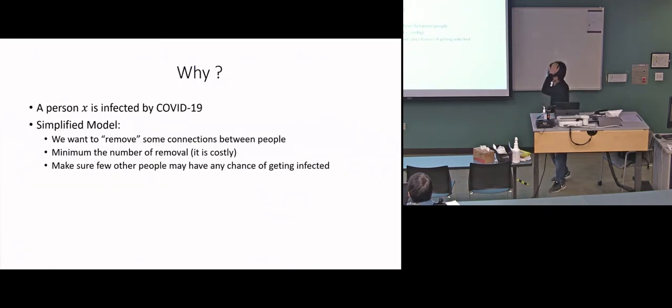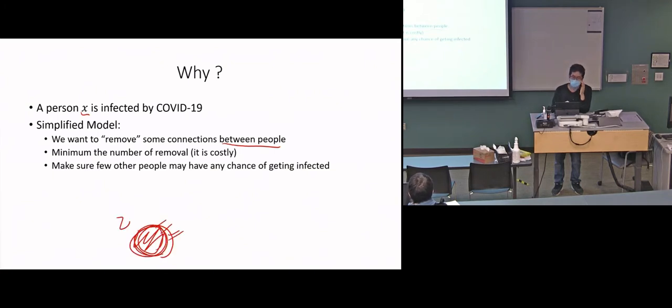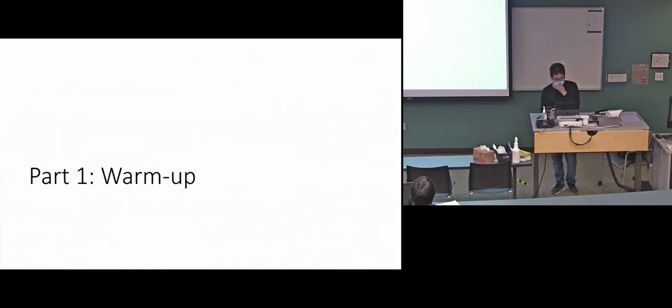This is just some motivation in real life. If x is infected, then maybe you want to remove some connections between people, to prevent some connections. It might be costly to prevent a connection, so you want to minimize the number of removals. But you also want to make sure that the number of people who are still at risk, the new volume here, is still small. So anyway, this is a theory class.